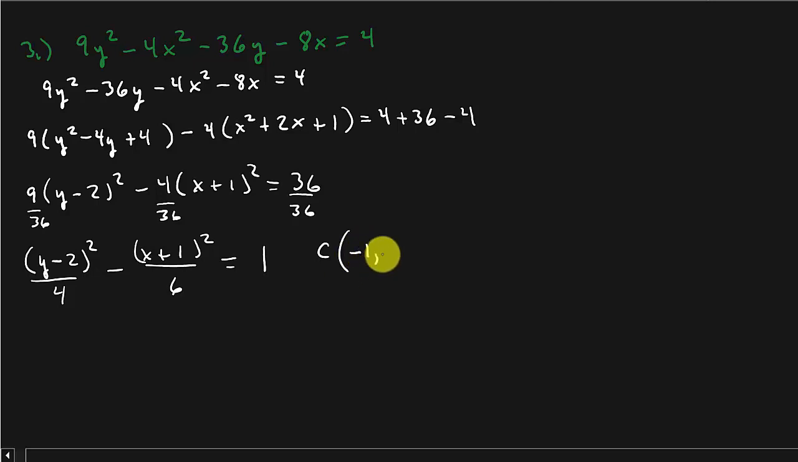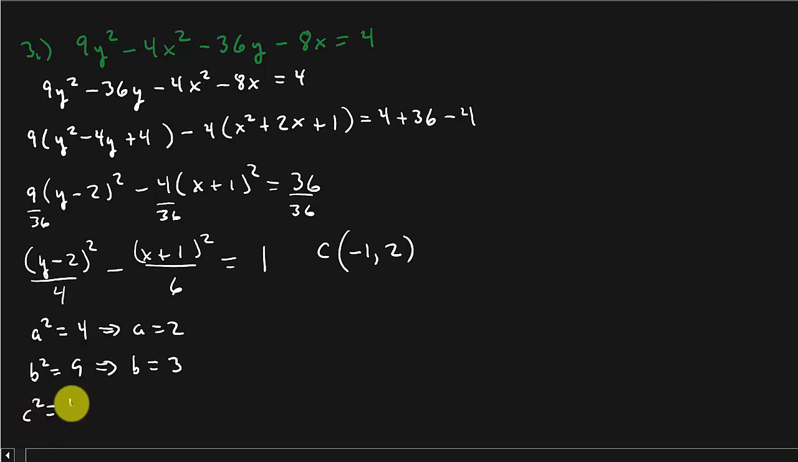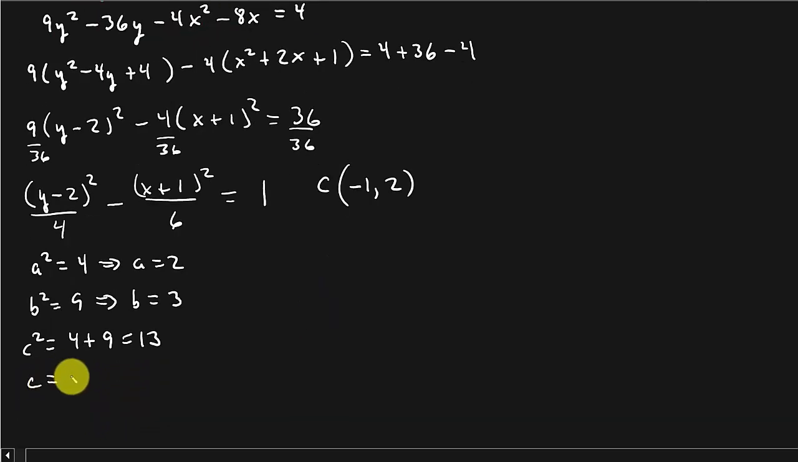Well, it's not. It's what? Negative 1, 2. See, here's your x, here's your y. So it's negative 1, 2. There's your center. Now, let's go ahead and get a and b. So we've got a squared is equal to 4, which tells us a is equal to 2. B squared is 9, which tells us b is 3. And then we've got c squared is equal to a squared plus b squared, which is 13. So c is equal to square root of 13.